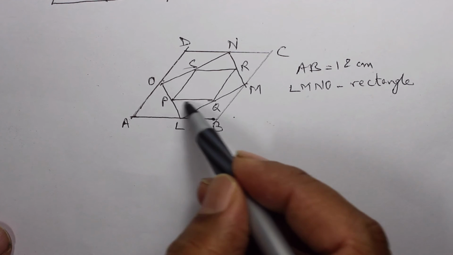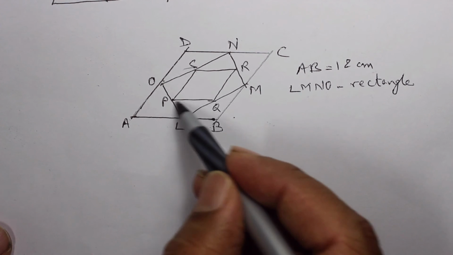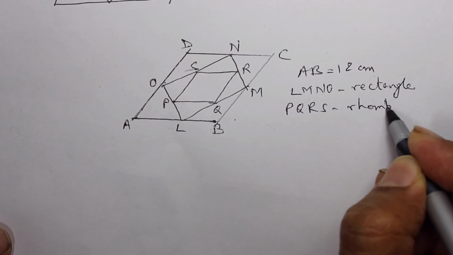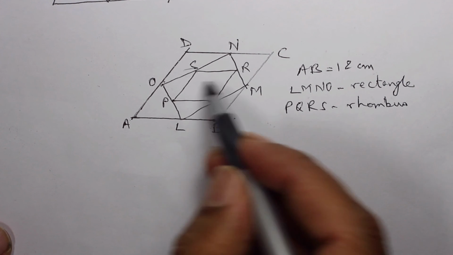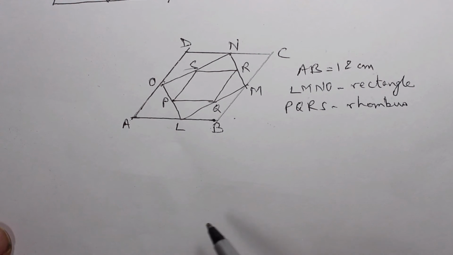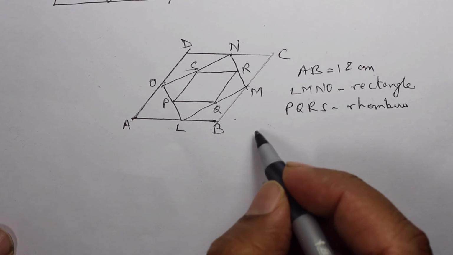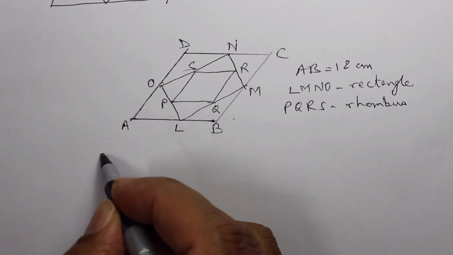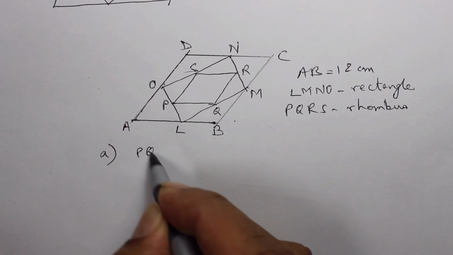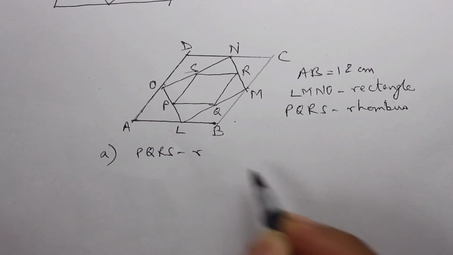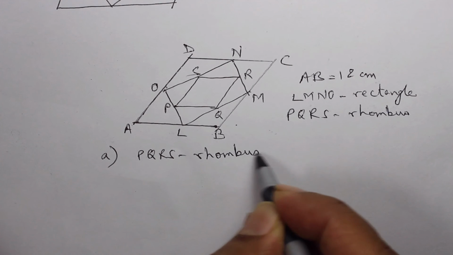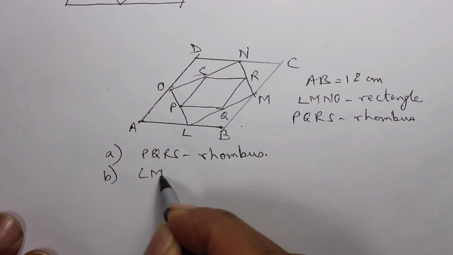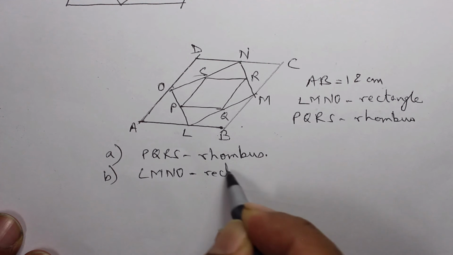And inside this figure, again the midpoints are being joined. So PQRS will be again a rhombus, because the lengths will be equal and their sides are parallel. Okay. So the first part is, what's the shape of PQRS? So PQRS is a rhombus. Okay. Second part, what's the shape of LMNO? That's a rectangle.